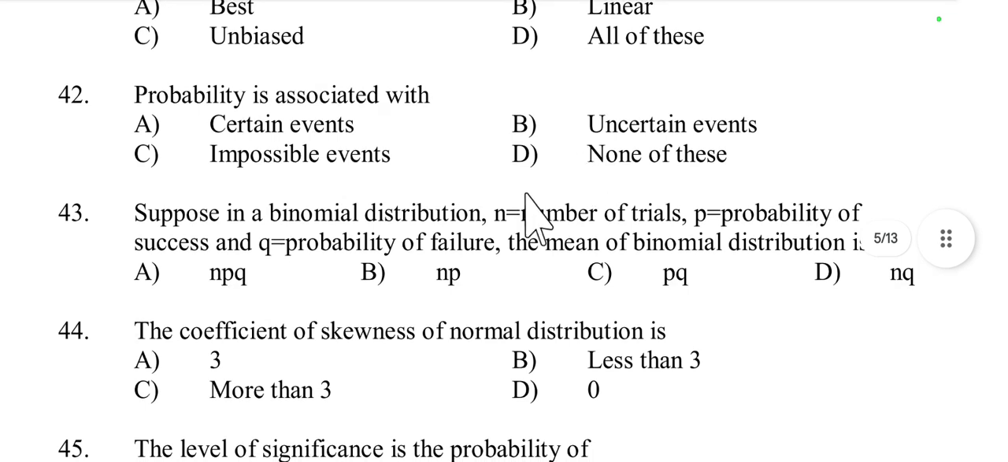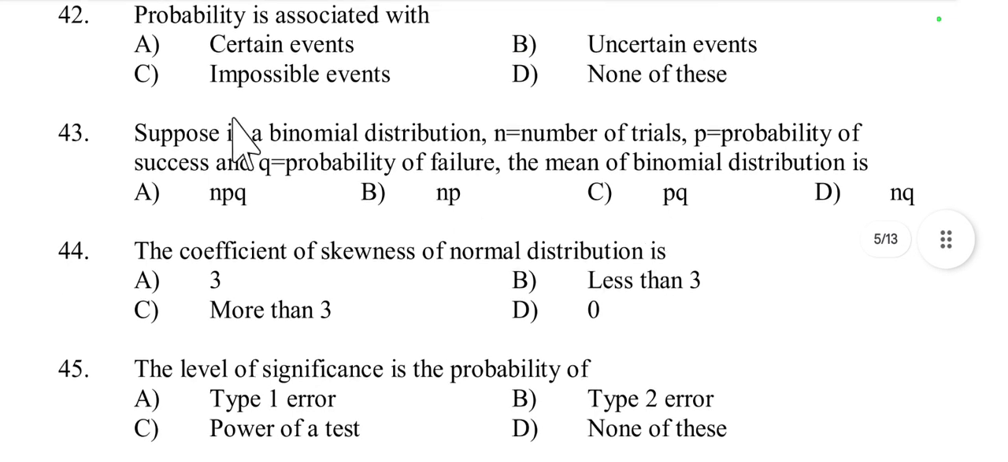Then question number 42. Probability is associated with certain events, uncertain events, impossible events, or none. Probability is associated with uncertain events because probability measures the likelihood of uncertain outcomes. We do not know the outcomes of the game. So probability is associated with uncertain events like tossing a coin or rolling a die, etc. So B is the right answer.